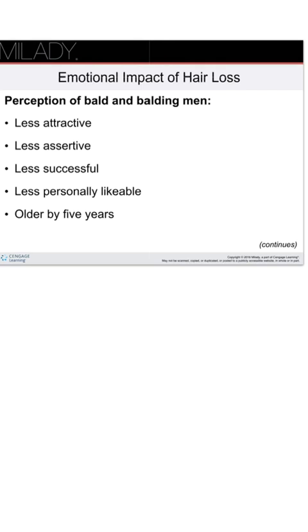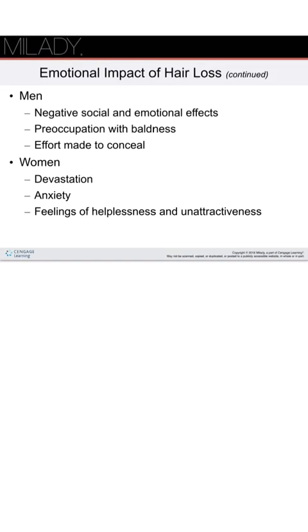There is, of course, an emotional impact of hair loss. The perception of bald and balding men is that they are less attractive, less assertive, less successful, less personally likable, and older by at least 5 years. Men also experience negative social and emotional effects from hair loss. They become preoccupied with baldness, and they take efforts to conceal the fact that they are losing their hair. For women, hair loss can be devastating, can cause them anxiety, feelings of helplessness, and unattractiveness.